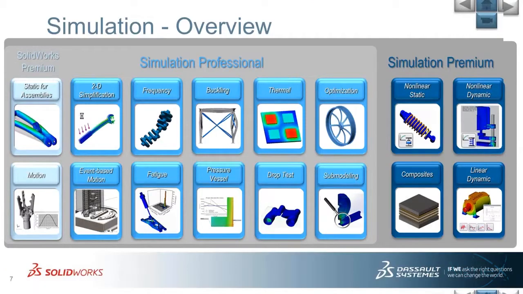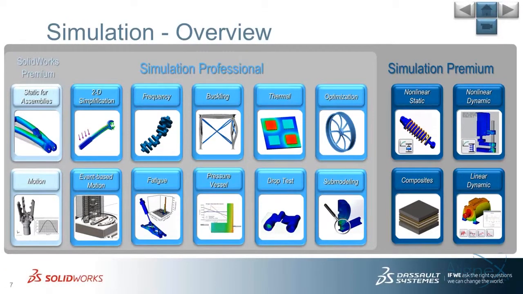If I click here on the Simulation Professional button, you'll see what's included within each of the packages. I mentioned that we can run linear static analysis for assemblies and also basic motion analysis. Again, these first two capabilities of simulation are actually included at the SOLIDWORKS Premium level, the highest level of SOLIDWORKS. But additionally, we can add on Simulation Professional and Simulation Premium to any seat of SOLIDWORKS. So let's first review what we get at the SOLIDWORKS Premium level, which it sounds like most of you are currently at.